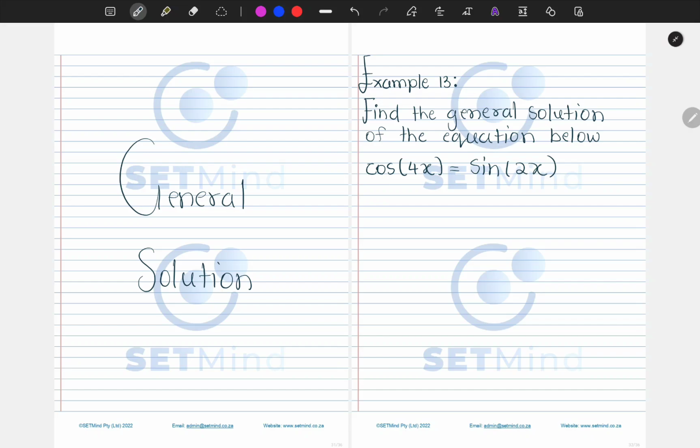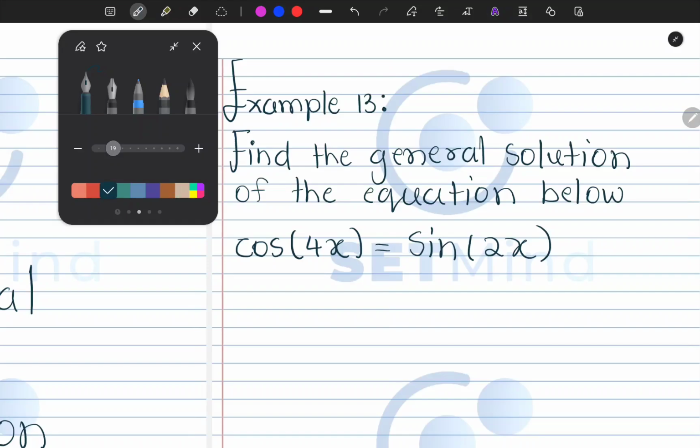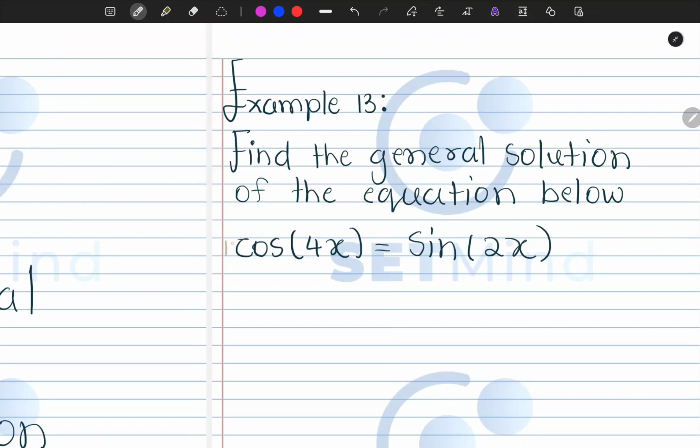As the first example for general solutions, we'll look at example 13, which is a continuation of the work which we have done. The question reads, find the general solution of the equation below, and that equation is cos of 4x equals sine of 2x. So this is a very interesting equation because since we don't see any number here, it means we have a 1, and it means also here we also have a 1.